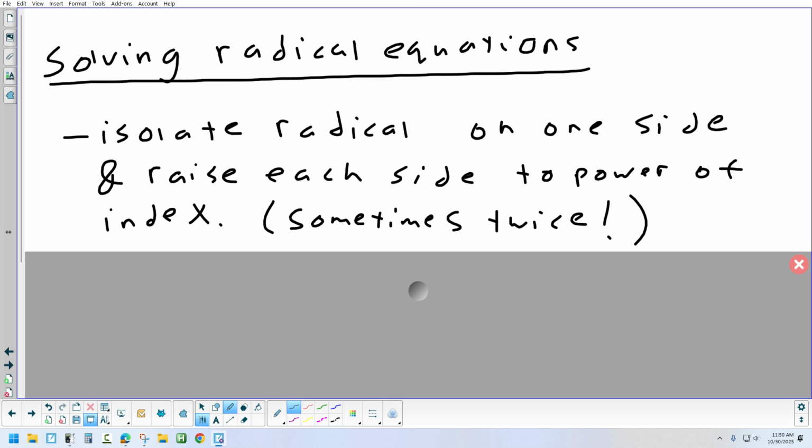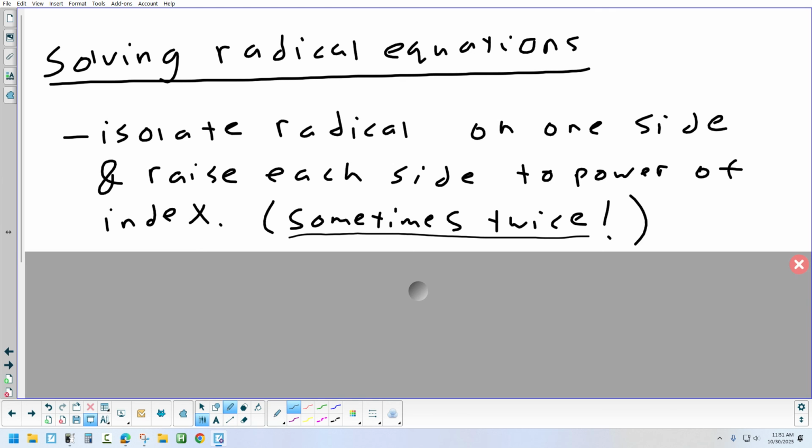If you're dealing with a square root, you're going to square. If you have a cube root, you're going to cube. Probably not going to do a problem with a cube root where you would have to isolate it twice, because that would start to get pretty messy. We're going to do a square root that you have to isolate twice. That's the worst thing that happens in that problem, is having to FOIL. That's as bad as it gets.